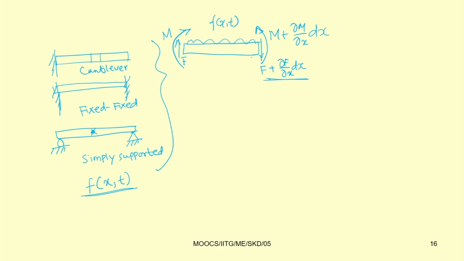Let us assume that there is a small variation of the force along the length of the beam, and we are taking a very small element. Let the elemental length be at a distance x from one end, or from the fixed end if we are taking a cantilever beam. Now let us do the force balance. We have to do both force balance and moment balance to find the equation of motion of the system. It is derived this way.